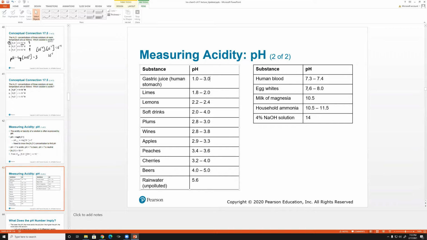Egg whites, not white eggs, egg whites, are around 8, then milk of magnesia, household ammonia, and 4% sodium hydroxide is 14. You could have 10% sodium hydroxide, and that's like 16, 17. So that could increase.